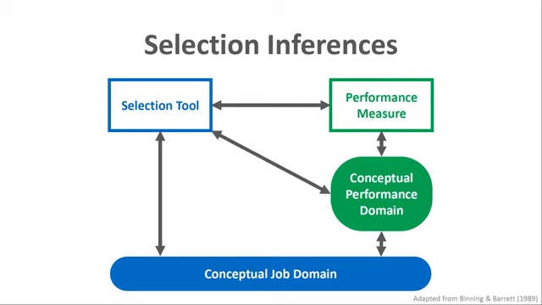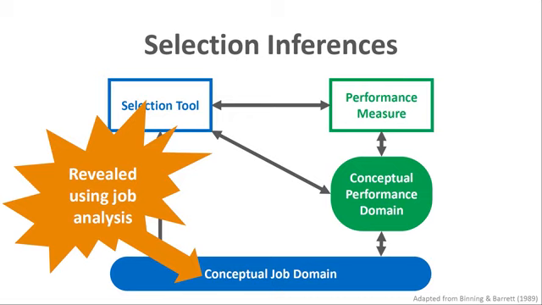But really the inference we're trying to make here is this diagonal here. We're trying to infer from our selection tool scores which applicants are likely to have the highest level of conceptual performance should they be accepted onto the job. So this is really the inferential leap that we're trying to make here. And I want to point out that this is really inspired and adapted from a classic article from Binning and Barrett in 1989.